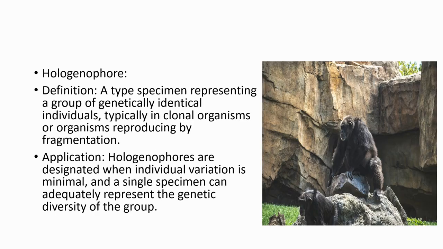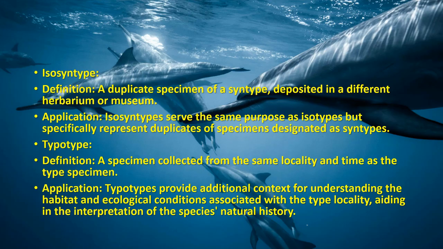Hologeneiphore. A type specimen representing a group of genetically identical individuals, typically in clonal organisms or organisms reproducing by fragmentation. Hologeneiphores are designated when individual variation is minimal, and a single specimen can adequately represent the genetic diversity of the group. Isosyntype. A duplicate specimen of a syntype, deposited in a different herbarium or museum. Isosyntypes serve the same purpose as isotypes but specifically represent duplicates of specimens designated as syntypes.